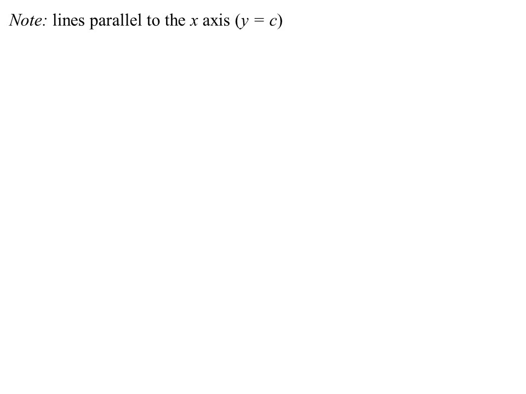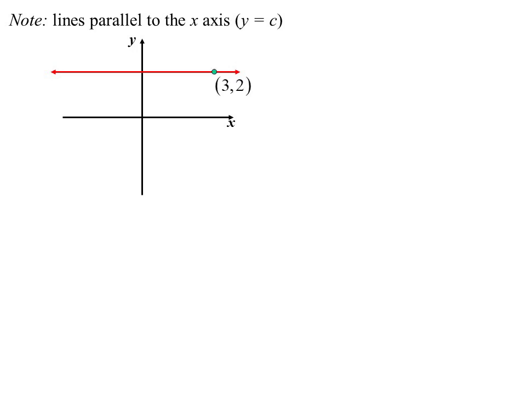A couple of special lines. Lines that are parallel to the x-axis will always have the equation y equals some constant number. So here's a parallel line to the x-axis. Say it goes through the point (3, 2). Every point on that line has the same y value. Therefore, its equation is y equals 2.